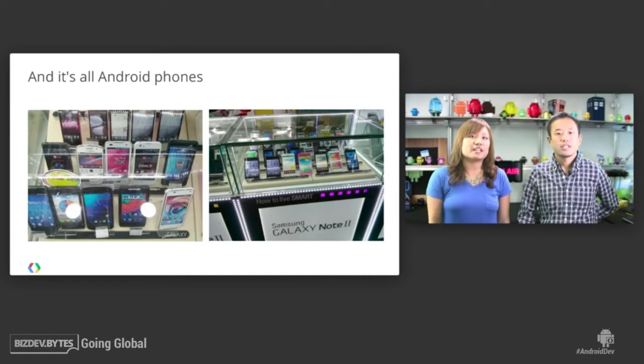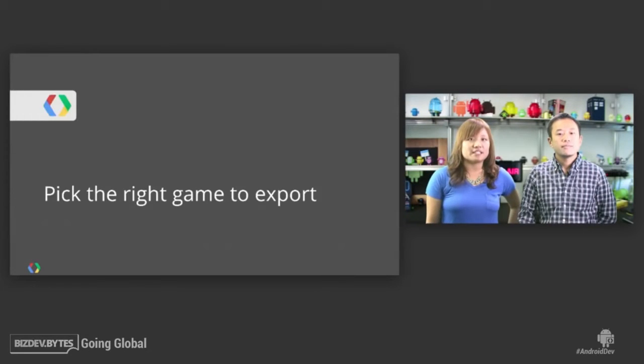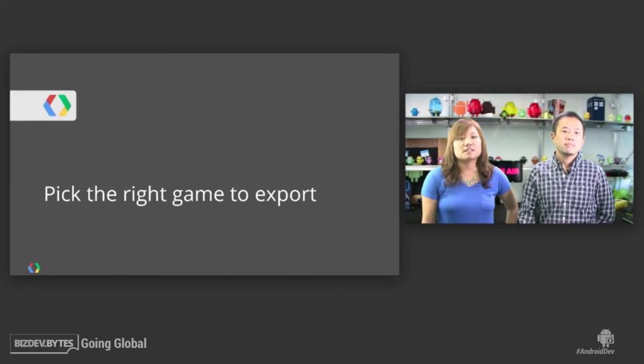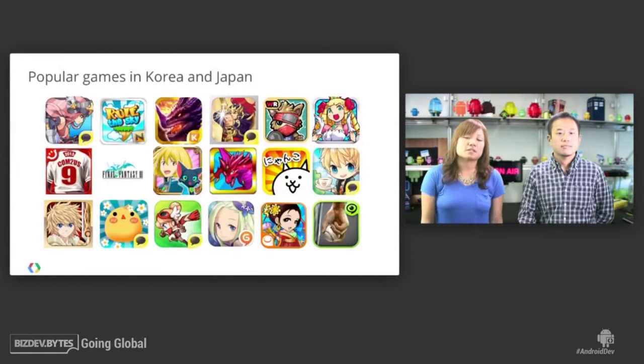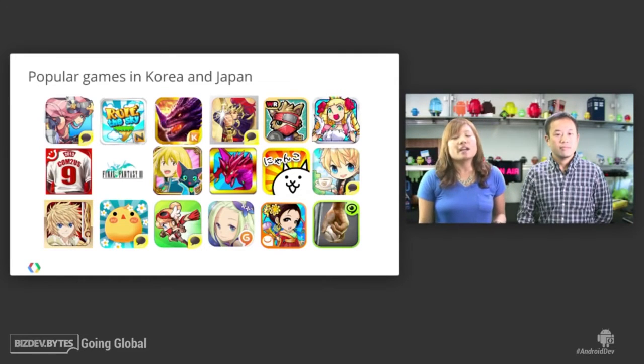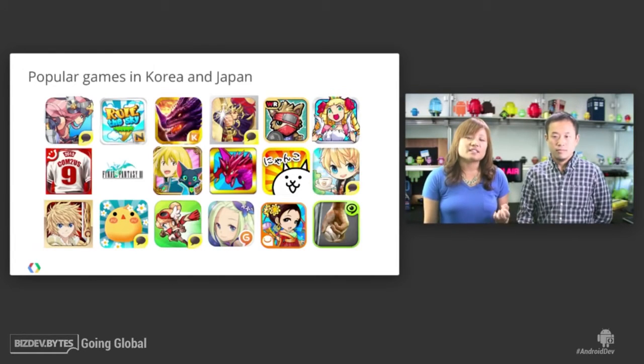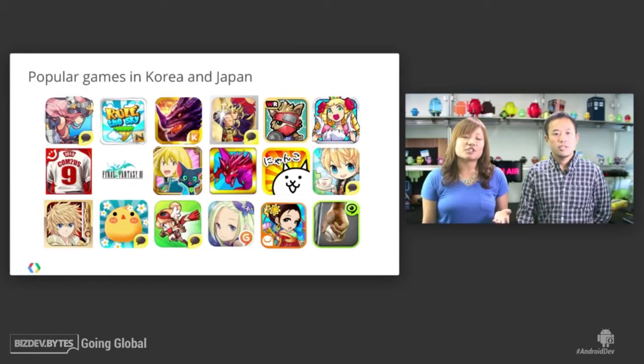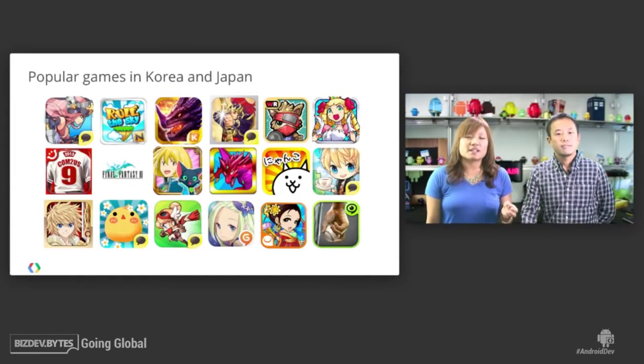So how do you take advantage of this opportunity? You really have to pick the right game to export. What game in your portfolio is really going to engage the players in these communities? Let's take a look at some of the most popular games in Korea and Japan right now. In Korea, we have games such as Dragonflight, Anipong, Fish Island, Isamaru, defense games such as Cat War, and you can definitely tell that there's a different art style and a different way that players want these games to look and feel.